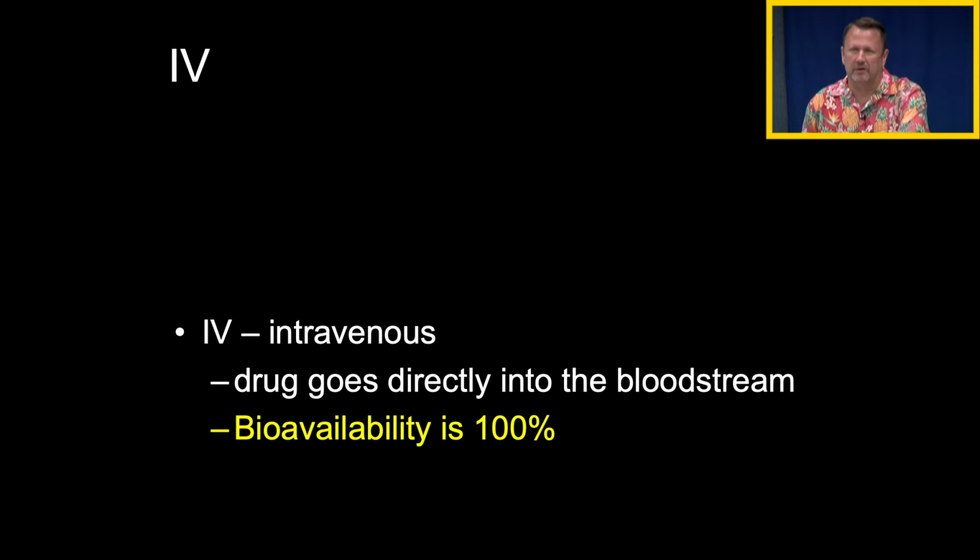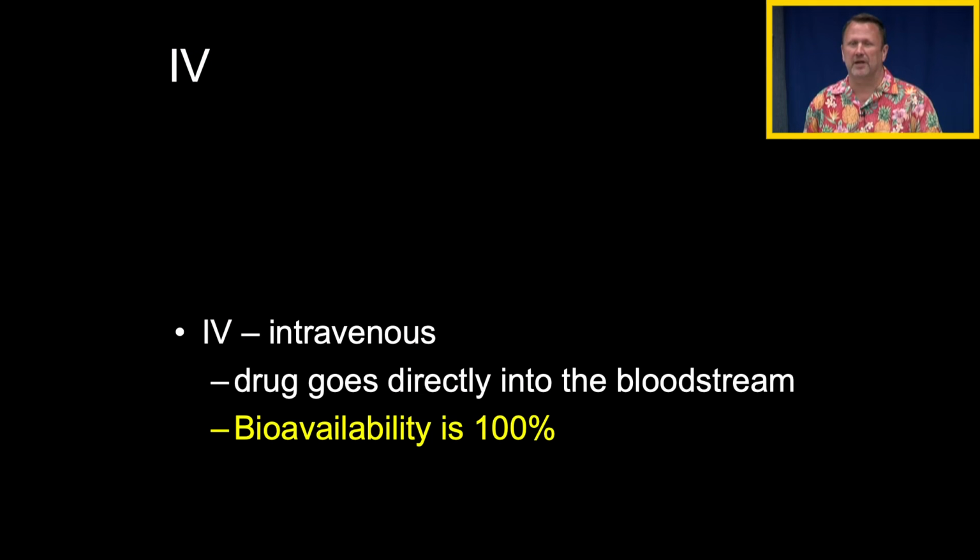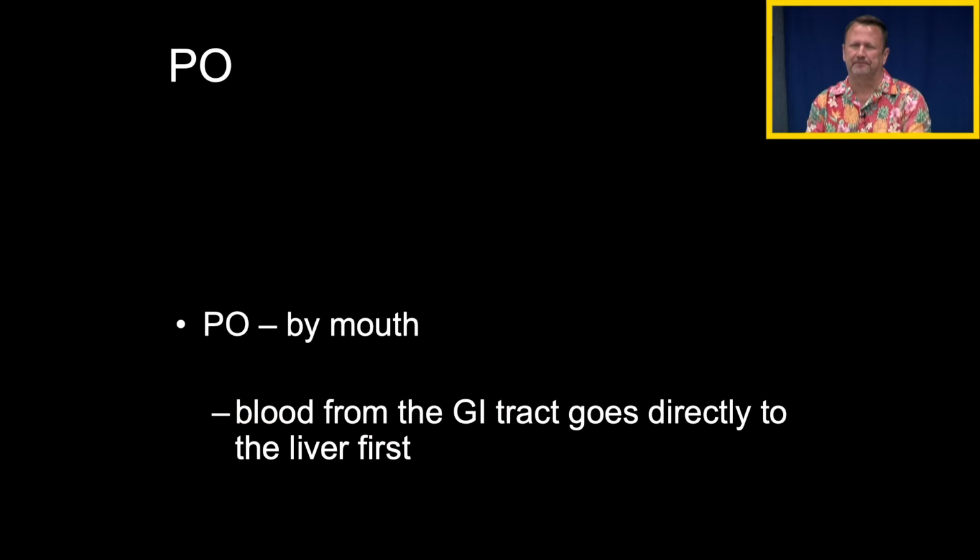There are some weird circumstances out there, but in general, what we want you to know is if a drug is given IV, it by definition has 100% bioavailability, because remember, bioavailability is the amount of drug in systemic blood in relationship to the amount of drug given. And so if we give the drug IV, then the amount of drug in the systemic blood is equal to the amount of the drug given. That means that's a 1, which is 100%. That's what I want you to know.